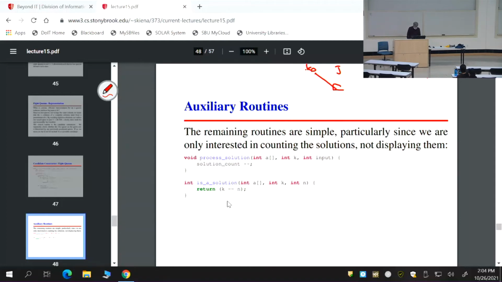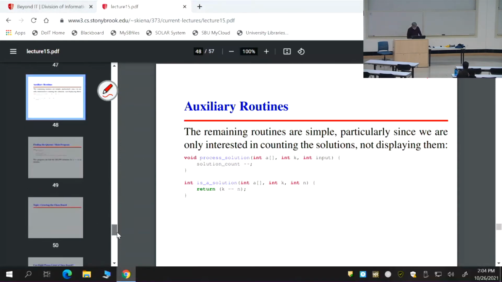Okay. When do I have a solution? I have a solution when I put queens in every row, so when k is equal to n. And what am I going to do when I have a solution? I may want to store them, or I may just want to count them to know how many of them there are. And if I count them, in some sense it's just faster like that. Any questions? Depends what I want to do.